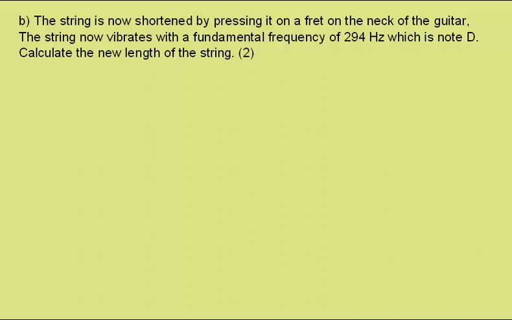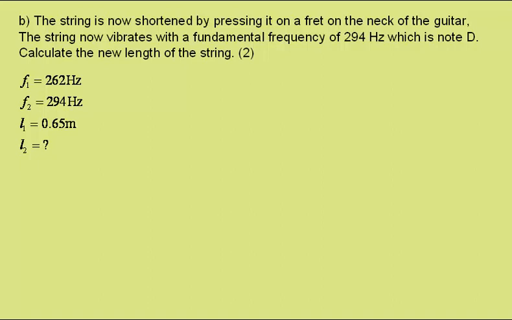Part B. The string is now shortened by pressing it on a fret on the neck of the guitar. The string now vibrates with a fundamental frequency of 294 Hz, which is note D. Calculate the new length of the string. Well, it's useful here to gather what information we have. So we know that the first frequency was 262 Hz, the second frequency 294 Hz. The first length was 0.65 of a meter, and we want to find the second length.